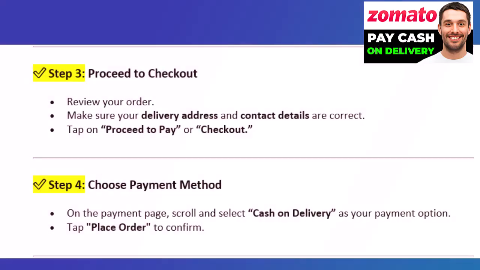Step 3. Proceed to checkout. Review your order. Make sure your delivery address and contact details are correct. Tap on Proceed to Pay or Checkout.